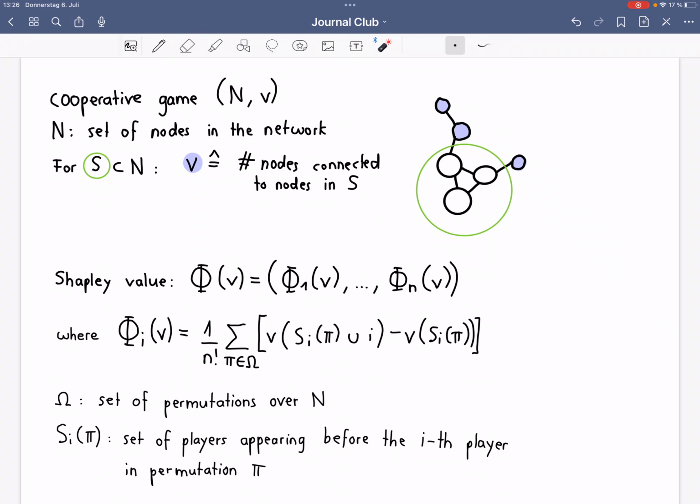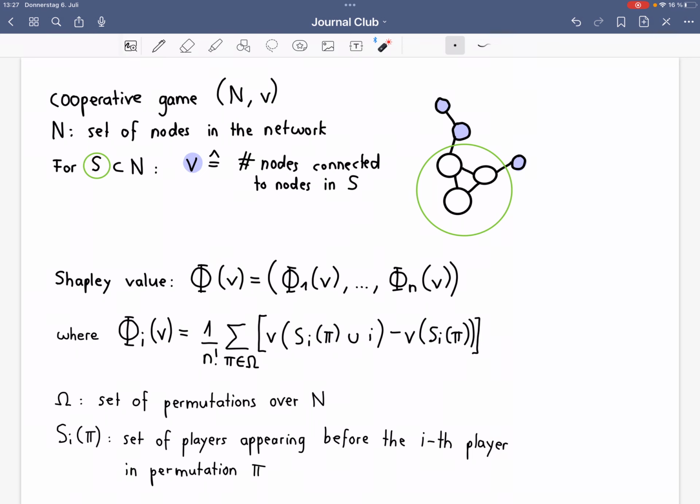Given this cooperative game, the Shapley value is the vector psi, where the individual entries are calculated by this formula, where omega is the set of permutations over N, which means that we look at all different orders of the players, and S_i of pi is the set of players appearing before the ith player in permutation pi. The Shapley value psi_i is then the sum of marginal contributions of the player over all possible permutations averaged over the number of permutations, which is the factorial of the number of players.